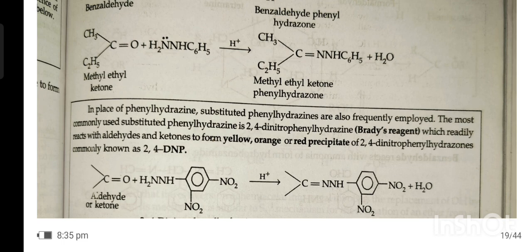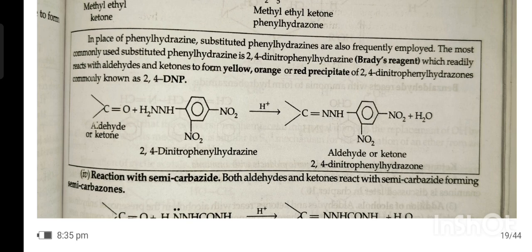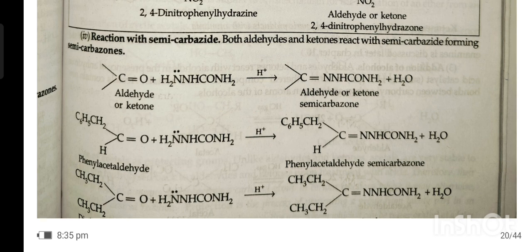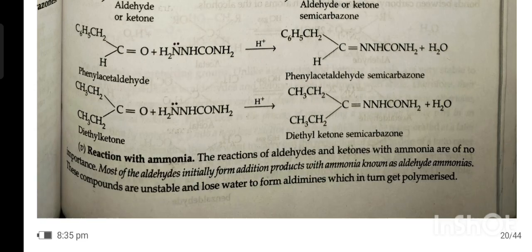The most commonly used substituted phenylhydrazine is 2,4-dinitrophenylhydrazine, Brady's reagent, which readily reacts with aldehyde and ketone to form a yellow, orange, or red precipitate of 2,4-dinitrophenylhydrazone, commonly known as 2,4-DNP. Fourth, reaction with semicarbazide. Both aldehyde and ketone react with semicarbazide in slightly acidic medium, forming semicarbazones.